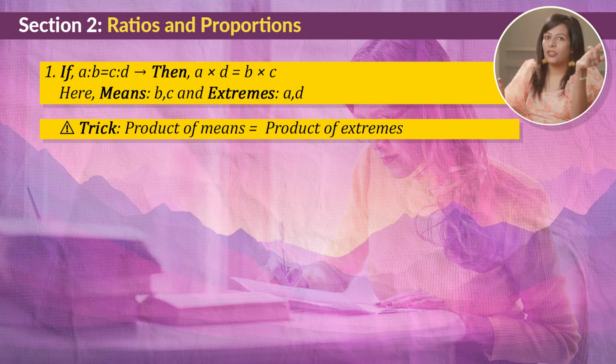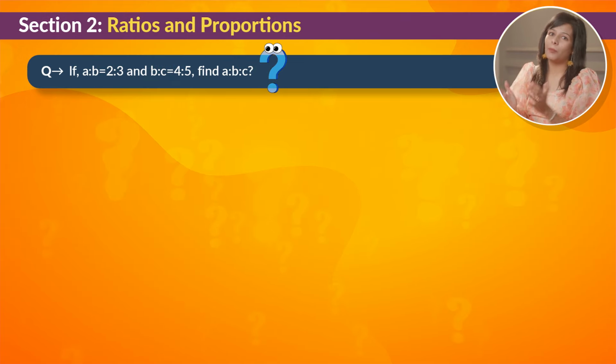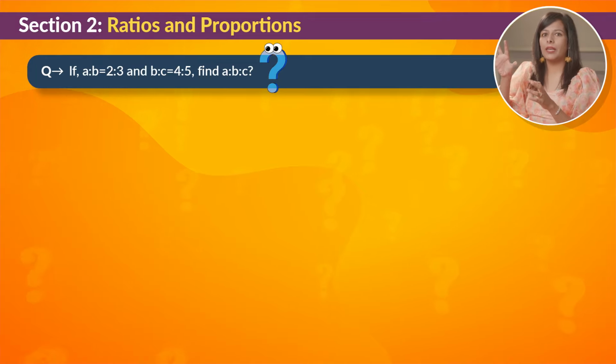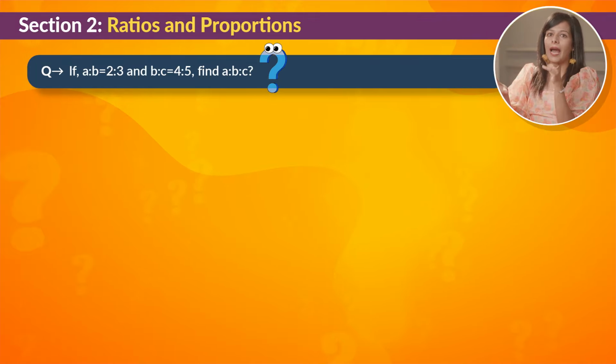This trick is especially helpful when you deal with questions that ask you to find the missing 4th proportional or any of the missing terms in a proportion. Let's say you are presented with a question like this. Given A is to B is 2 is to 3 and B is to C is 4 is to 5.